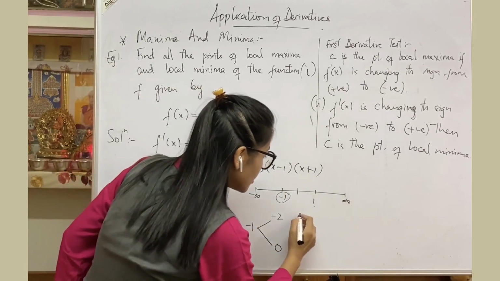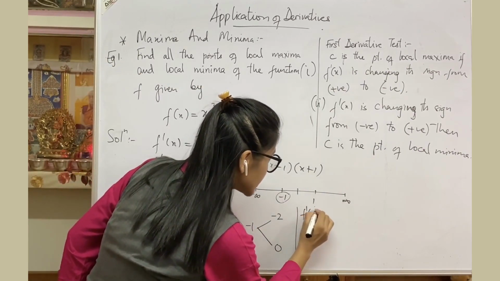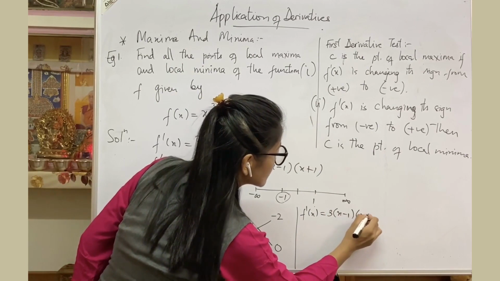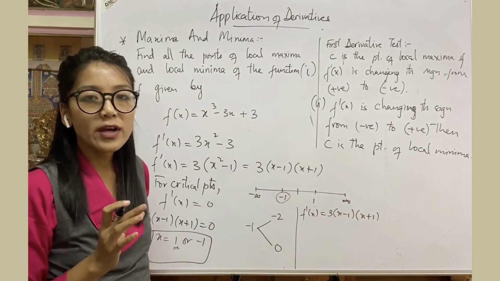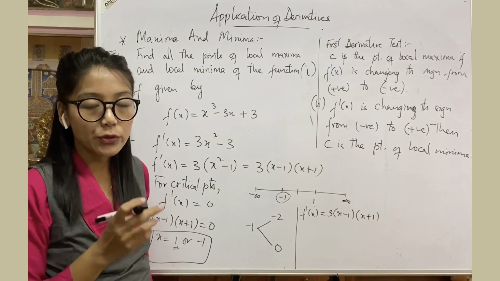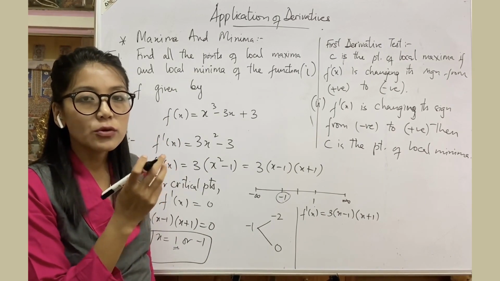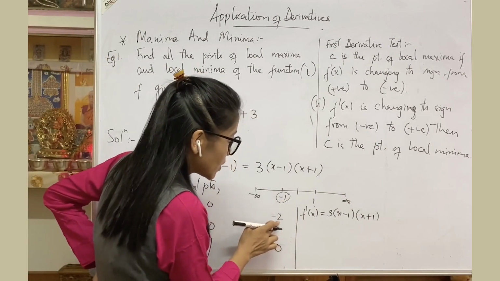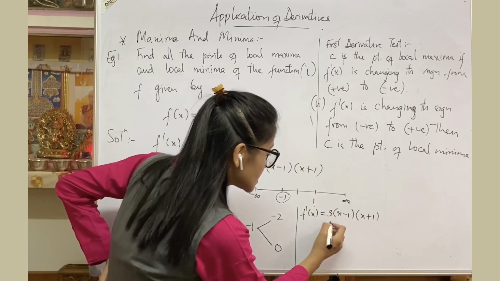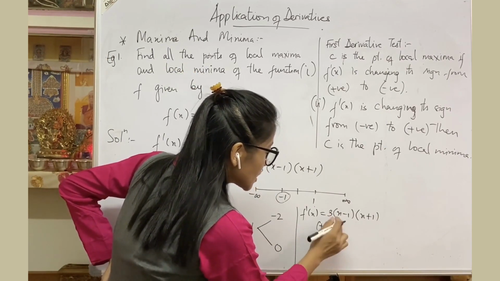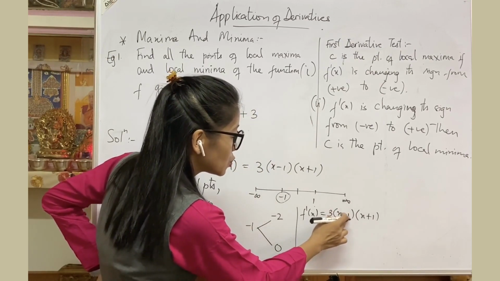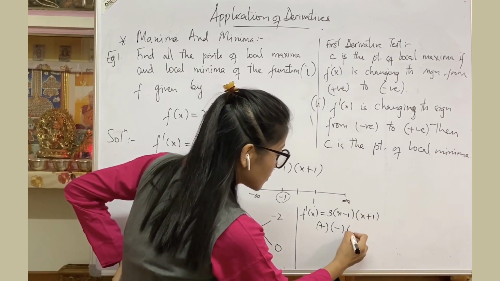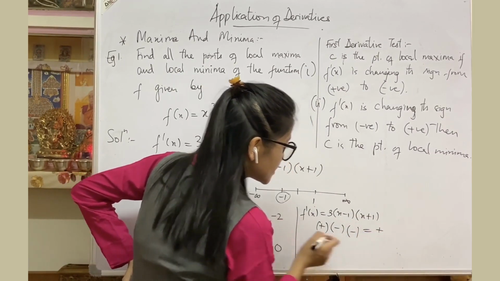Then you will check the sign of f dash x, which is 3 into x minus 1 into x plus 1. You don't have to calculate the actual value of f dash x at that point. You just need the sign. So I'm not going to do the whole calculation. When I put -2 over here, 3 is a positive term, -2 minus 1 is a negative term, -2 plus 1 is negative. So this is positive.